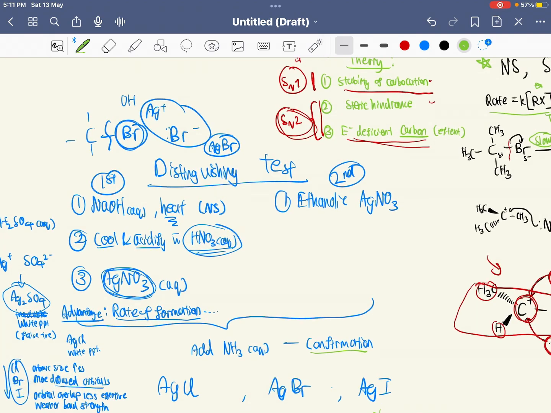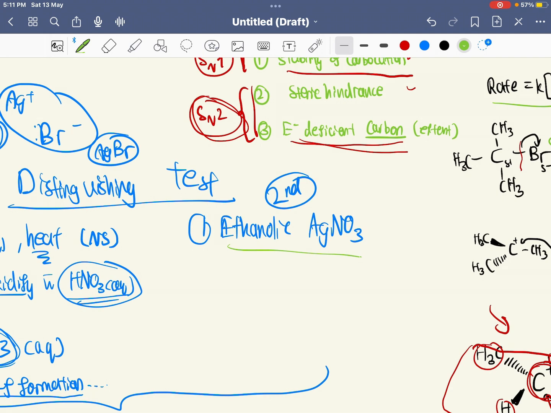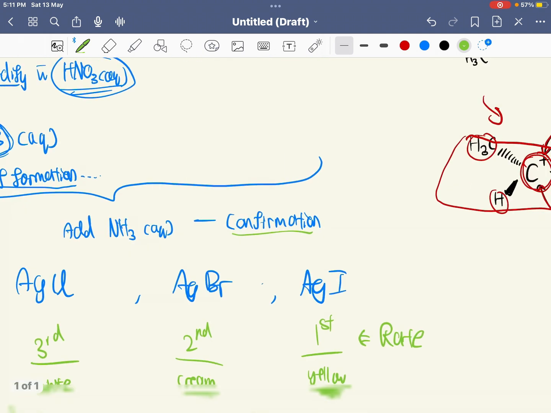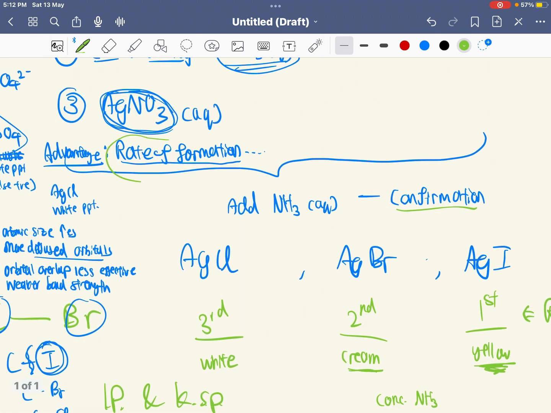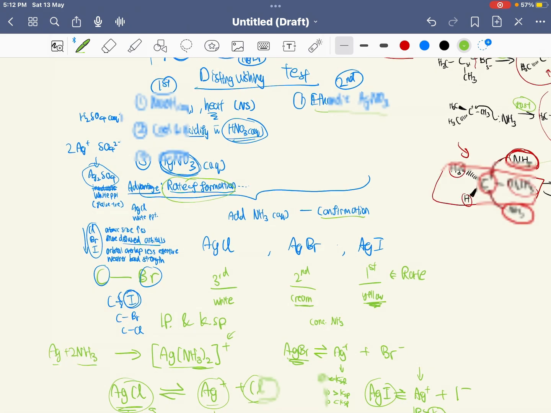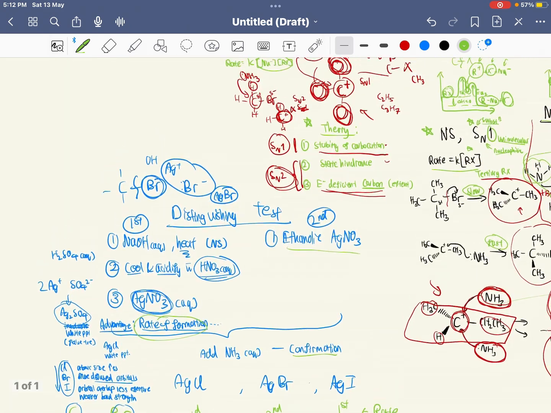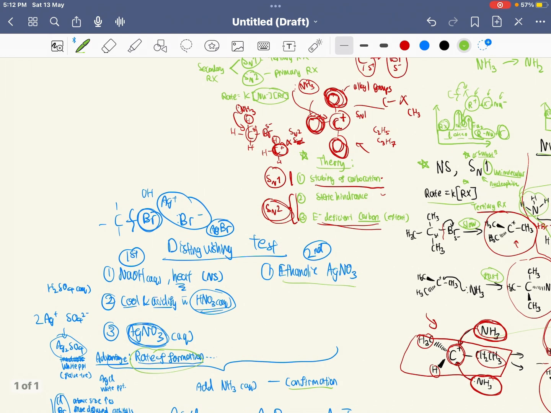Other than that, we can use our alternative, which is ethanolic AgNO3. It also gives us the same results, just that it doesn't tell us about the rate of formation. So with that, we're done with our distinguishing test, and we'll be moving on to alcohols.